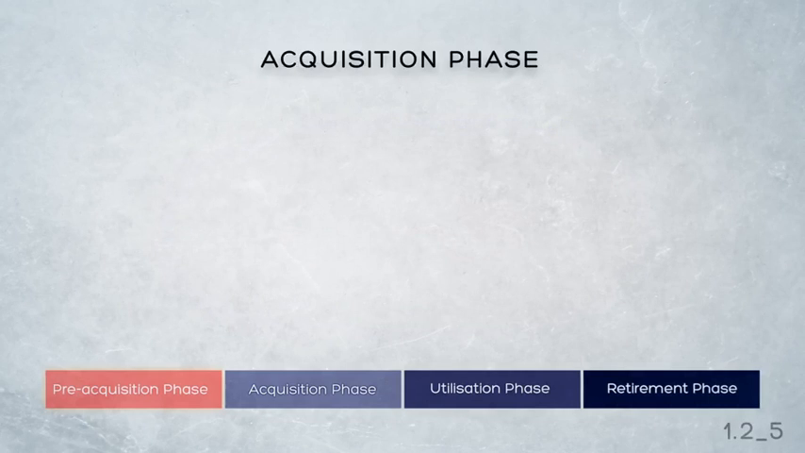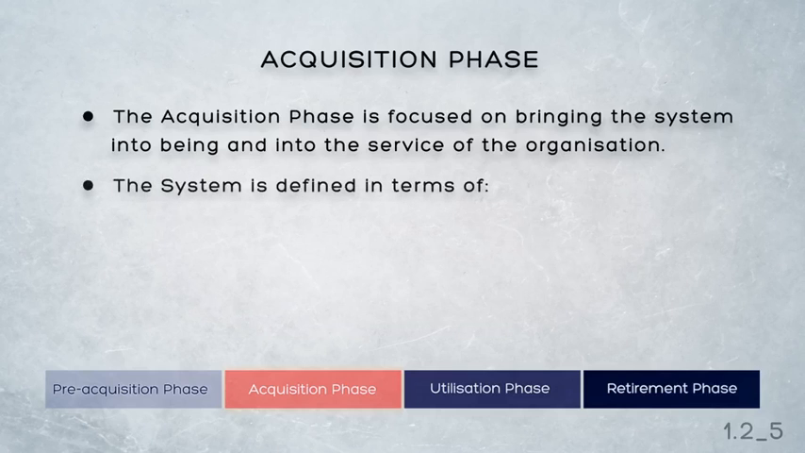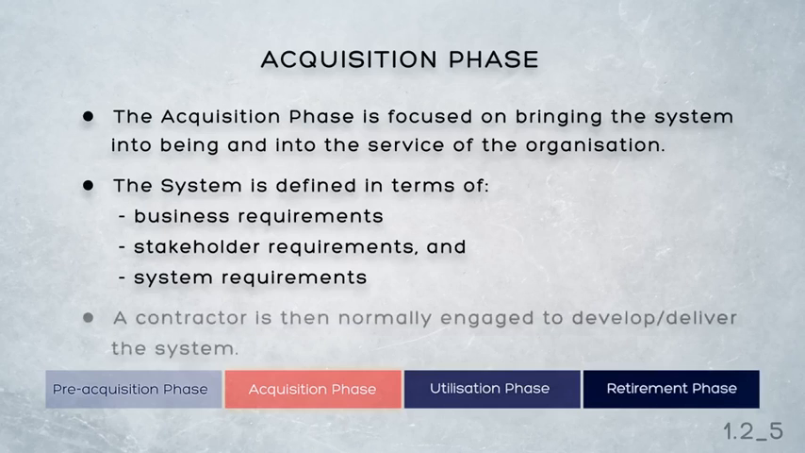Once the business needs for the system can be justified, they provide the input to the acquisition phase, which is focused on bringing the system into being and into service in the organisation. This would normally involve defining the system in terms of 3 major artefacts, which we'll describe shortly: business requirements, stakeholder requirements, and system requirements. We'll also see shortly that the customer could then go on to develop the system, but most commonly a contractor is engaged to develop the system and then deliver it back to the customer, who introduces it into service in the utilisation phase.